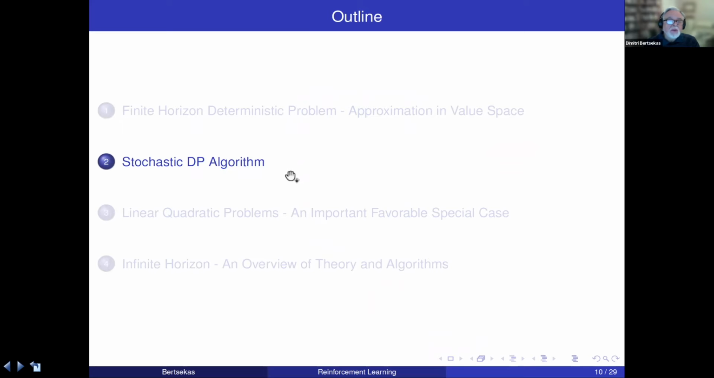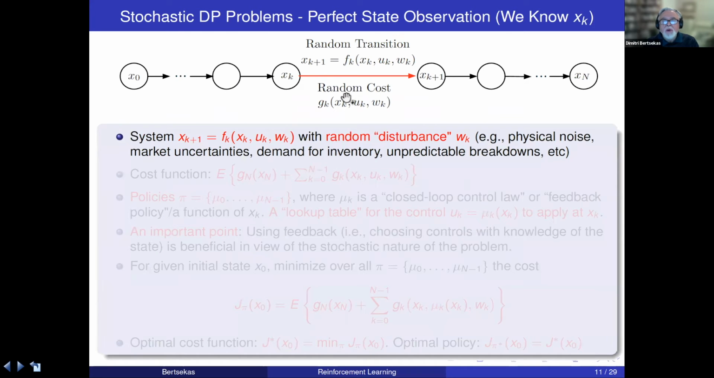So let's go now to the stochastic dynamic programming algorithm, where the system equation involves a random parameter, wk, with given probability distribution. So the system evolves like so, but after you select the control, the next state is not certain. It's subject to this uncertainty of wk, and the cost also is random.